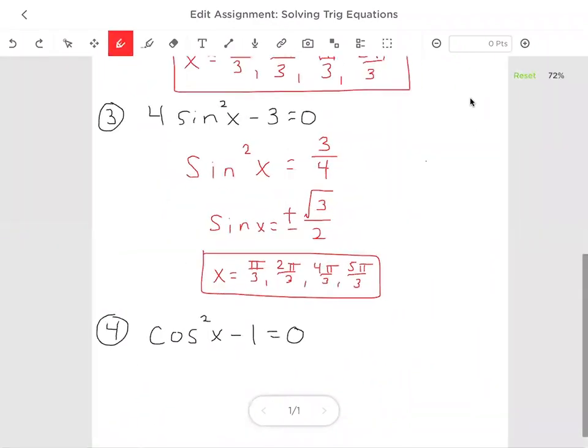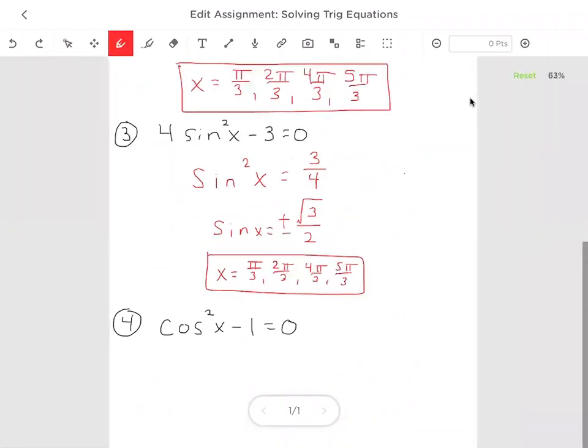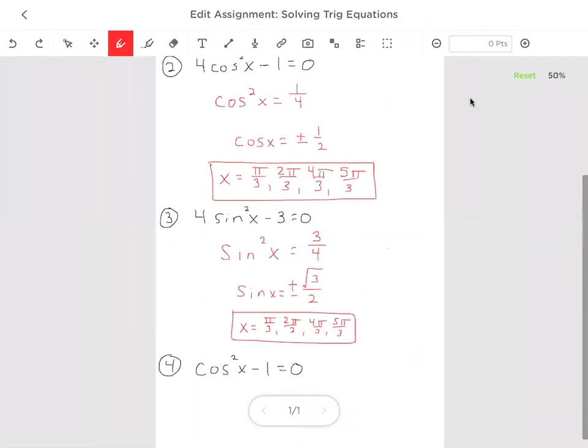All right, we are rolling. Any questions on any of those before I do the last one?